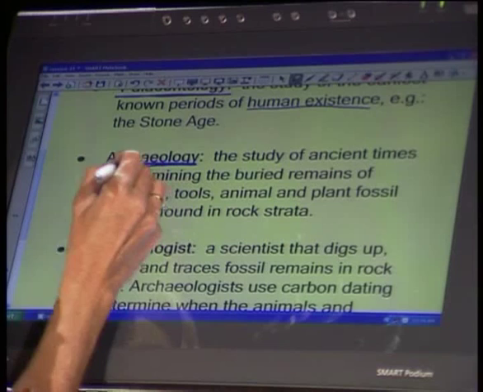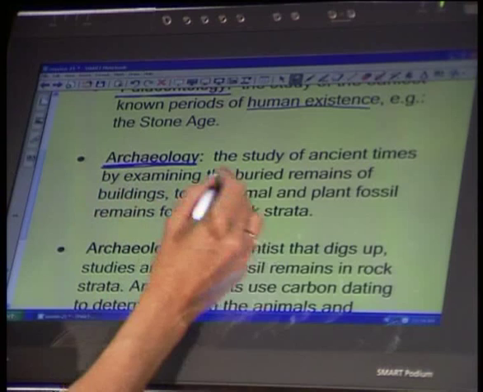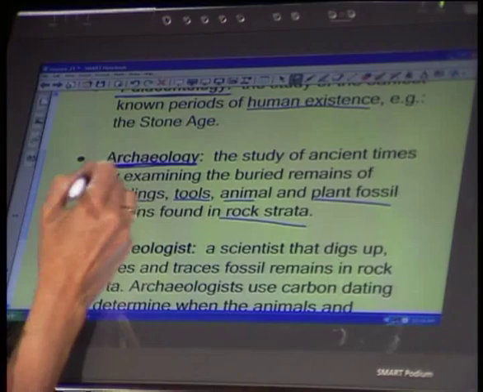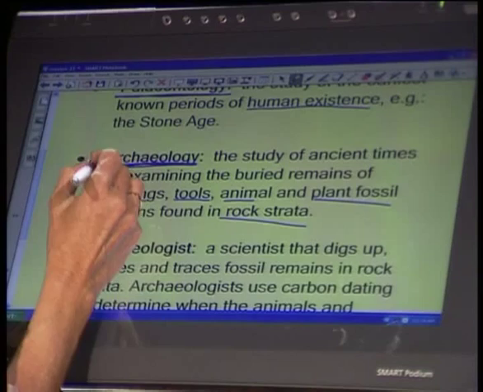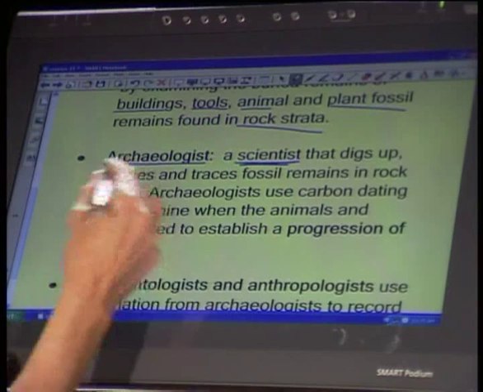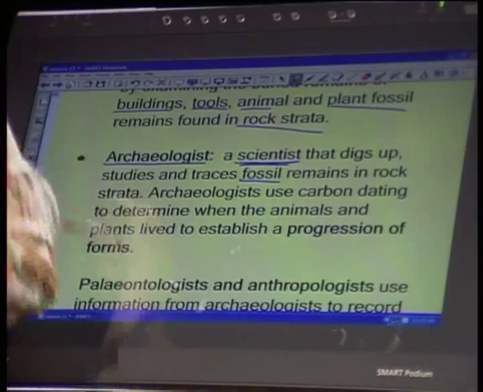Now, archaeologists dig up sites. They go back to ancient times and they dig up things that were buried in ancient times, and they look at the buildings and the tools and the animals and the plant fossils and the remains that are found within the rock strata. Those are archaeologists. Your archaeologist is a specific scientist that is going to study fossils and whatever is in the rock strata. The rock strata is the layers of rock. So remember, the deeper down you're going, the older those strata are. They were formed a long time before the top layer was, and that's how it happens.